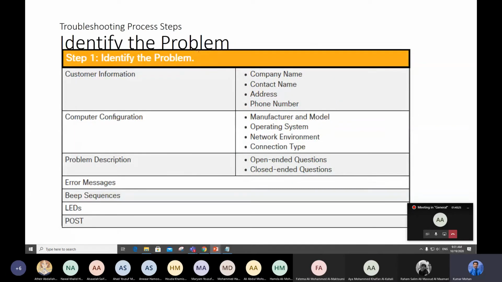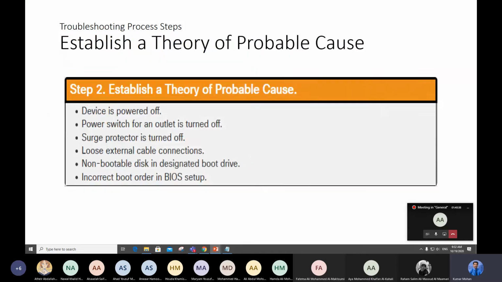And this one, identify the problem. For identifying the problem, what are the things you need to do? No need to memorize, but for any problem that comes, you need to write the steps for how you are identifying it. I'll tell you. Establish a theory of probable cause: for that, you need to switch off your device. You have to check for any loose connections, or whether any non-bootable disk is there, or an incorrect boot order in the BIOS setup.